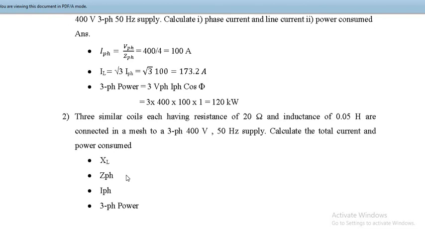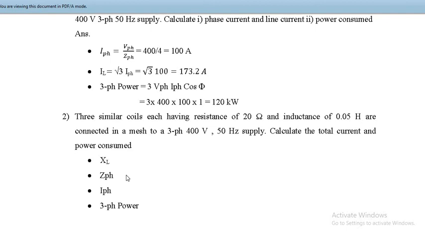Now the second one: 3 similar coils each having resistance of 20 ohm and inductance of 0.05 Henry are connected in a mesh to a 3-phase 400 volt 50 Hz supply. Calculate the total current and power consumed. Here only the clues are given to you, what should be the first step, what should be the second step, what should be the third and what should be the fourth.